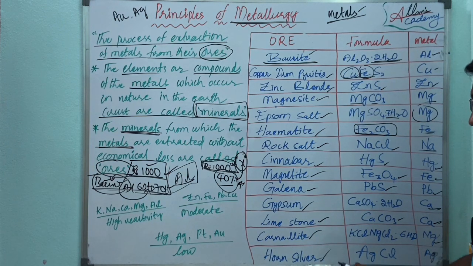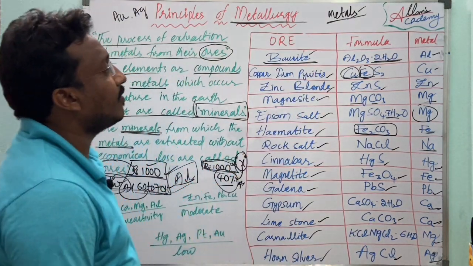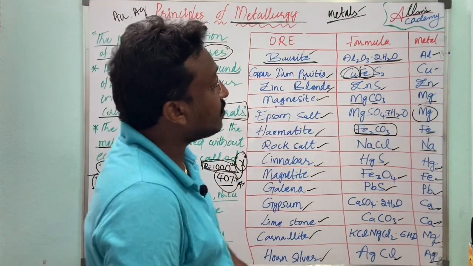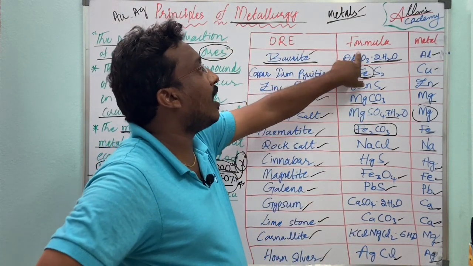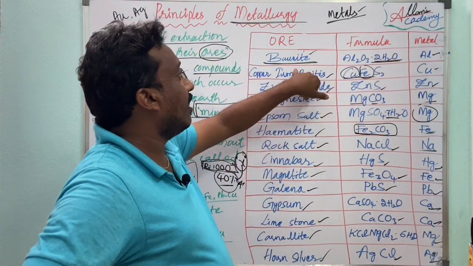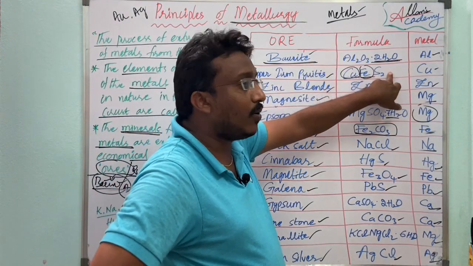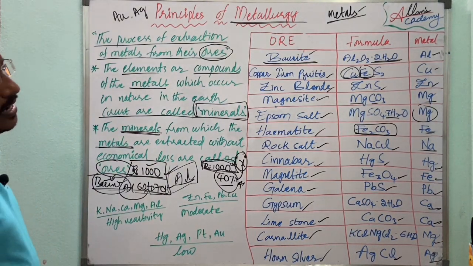And here horn silver. Next one is horn silver. It is the ore for silver. AgCl is the formula. Here some of the ores are given. Then you have to remember them. You should know the name of the ore, the formula of the ore, and the metal available in that ore. You have to know the name of the ore, formula of the ore, and metal, both. Okay, right. And here you can see it.